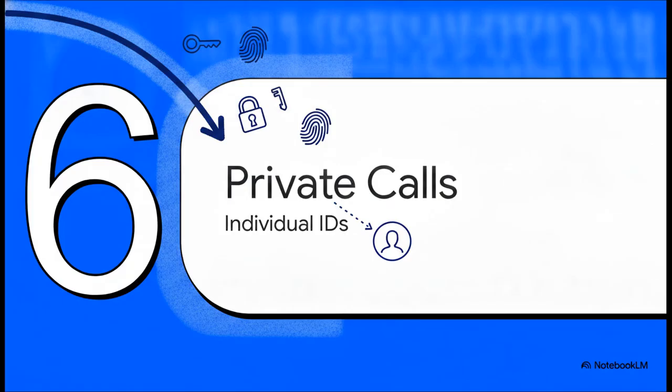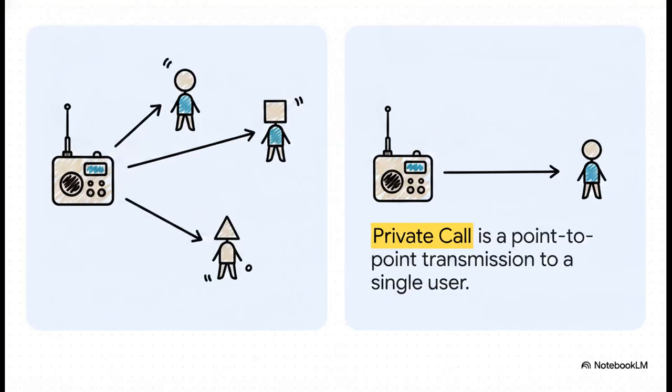Section 6. Private calls and individual IDs. So group calls are great for those massive chat rooms. But what if you want to route a transmission to just a single person? While a group call is a one-to-many broadcast, a private call is strictly point-to-point. If you know your buddy's 7-digit DMR ID, you can actually use their unique radio ID as the destination contact in your radio, instead of a talk group. It acts almost exactly like a direct telephone call straight to their radio.